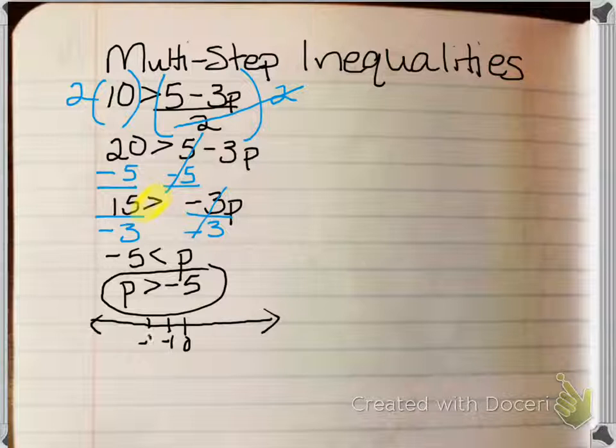So I've got my number line here, and I'm going to be counting by ones to get to a -5. I'm going to use an open circle at -5, and I'm shading to the right. Okay, so now let's do another one.